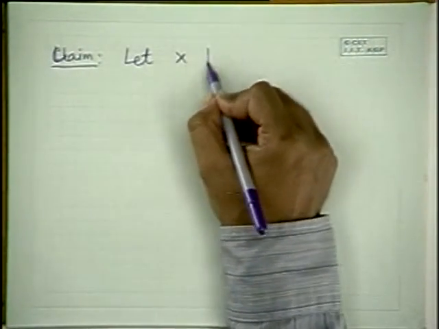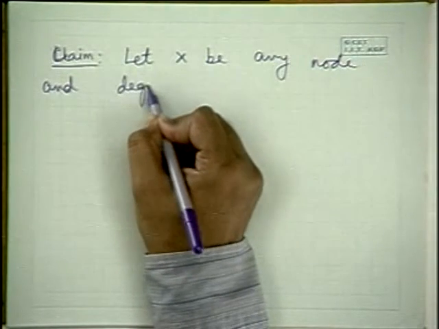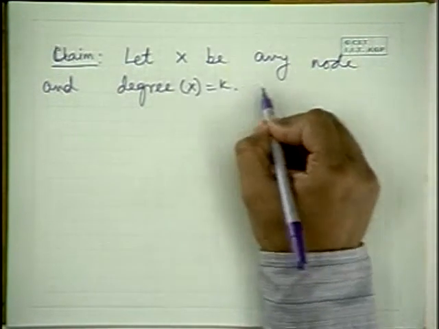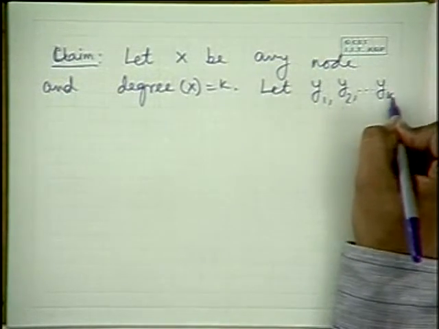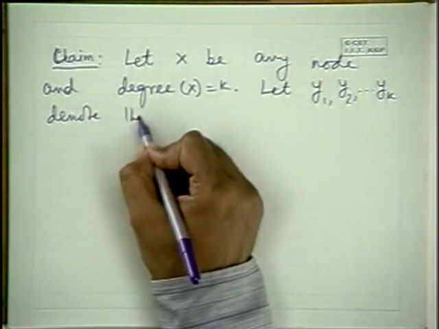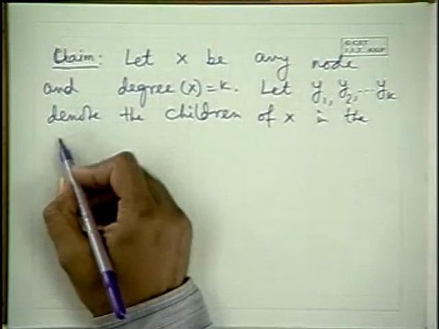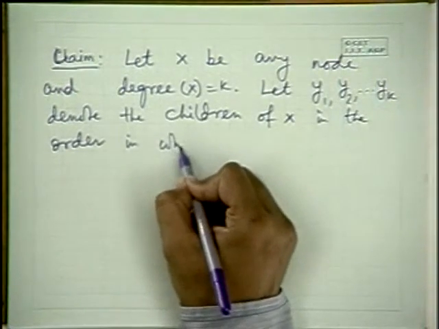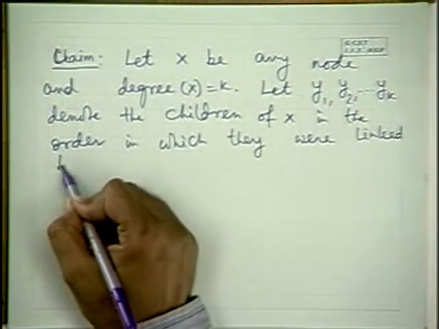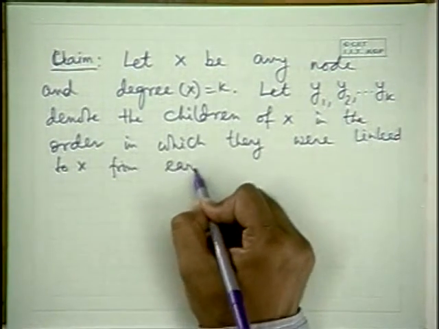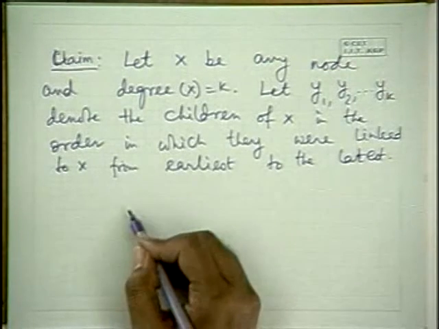Let X be any node and degree of X is say K. Let y1, y2, ..., yk denote the children of X in the order in which they were linked to X, from earliest to the latest. Then this is the claim.